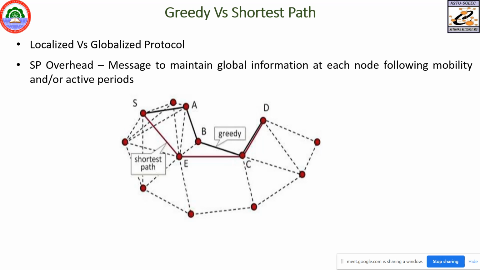So when we talk about this shortest path algorithm, there is a possibility of getting overhead. The overhead is maintaining the global information at each and every node, following mobility, and the sleep and active periods. We cannot ignore this sleep and wake up policy in the shortest path case.